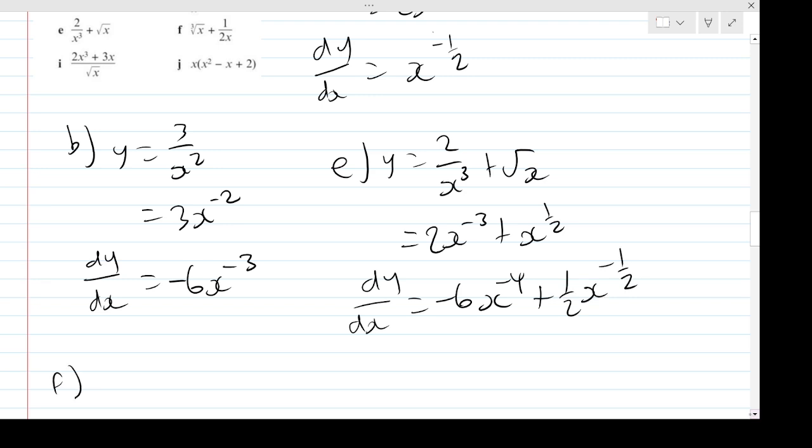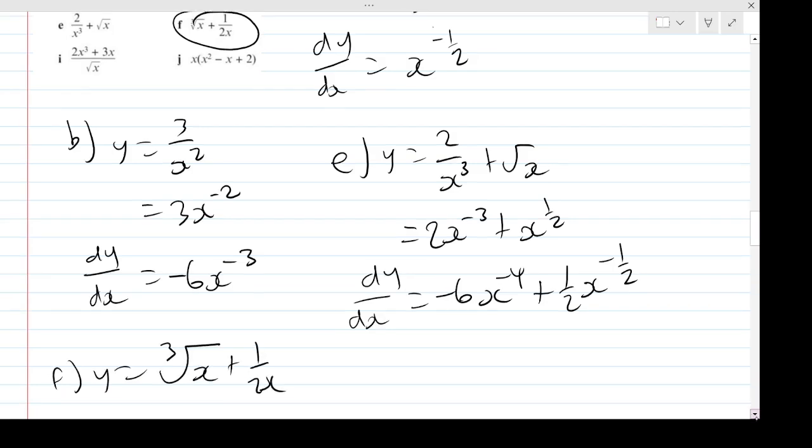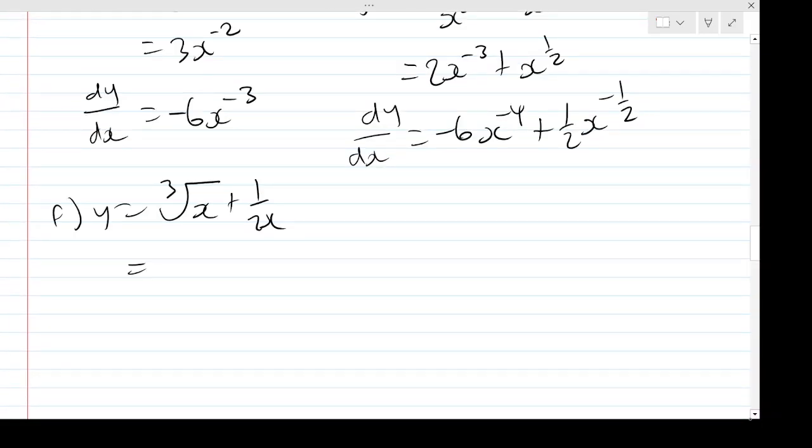Part F then, we have y is equal to cube root x, add 1 over 2x. So what I can do here is, first of all, remember a cube root is going to be x to the third. Remember, it's not x to the half, because the half is basically the normal square root. If it's a third, then it'd be the cube root. Make sure you are aware of that, you paid attention to that. So we can rewrite it as that power of a third.